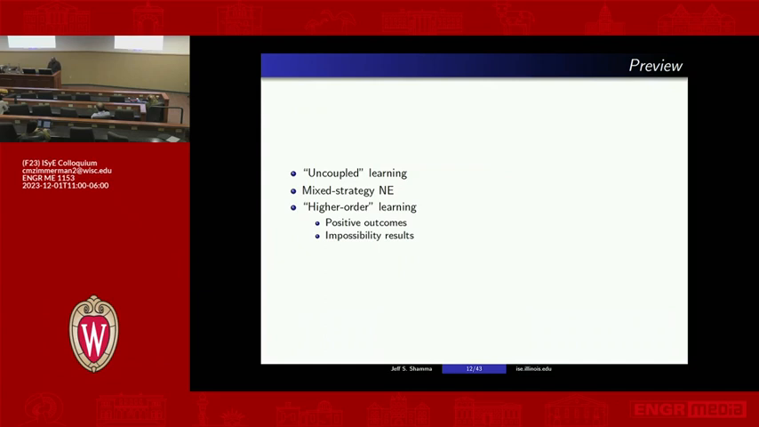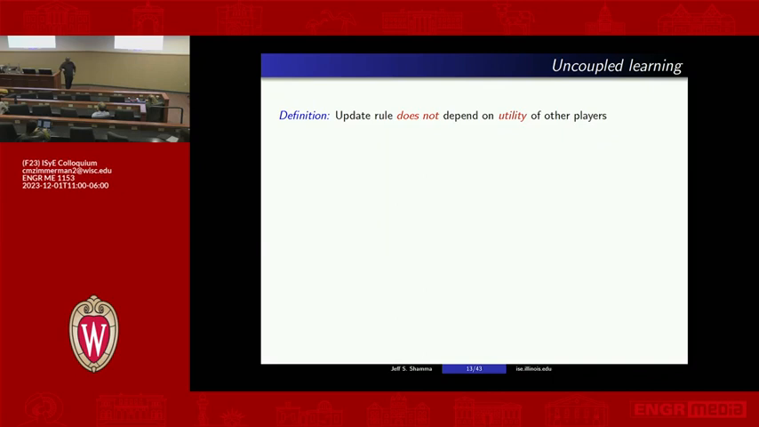So we're going to focus now on something called uncoupled learning. We'll define that in a moment. We're going to focus on a flavor of Nash equilibria that have been particularly problematic called mixed strategy Nash equilibria. And then we're going to talk about something called higher order learning and say what can happen and what can't happen. So uncoupled learning. This is now coming from the perspective of modeling or providing a plausibility story even, not even a model. Just if we want to believe in Nash equilibrium, we need a dynamic process of how they got to Nash equilibrium. And so we'd like to put constraints on what these dynamic processes can be.